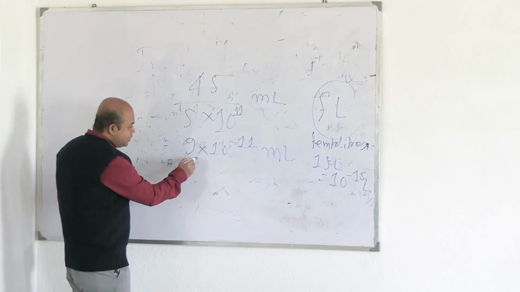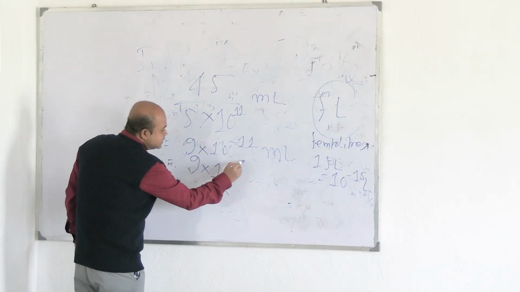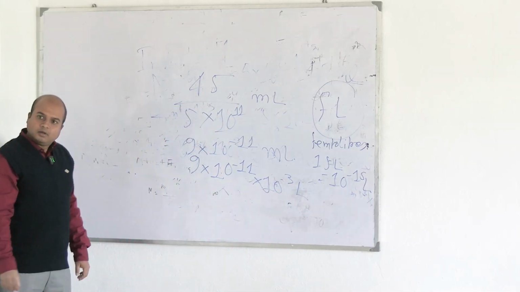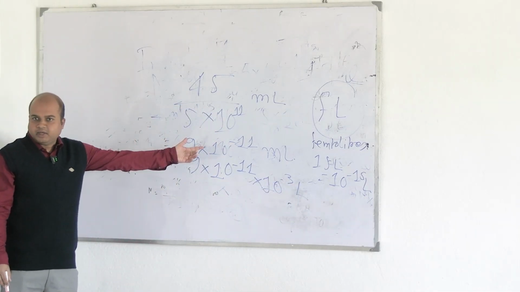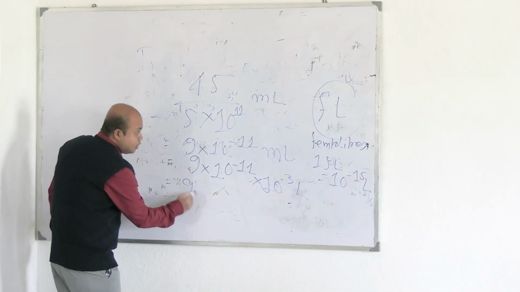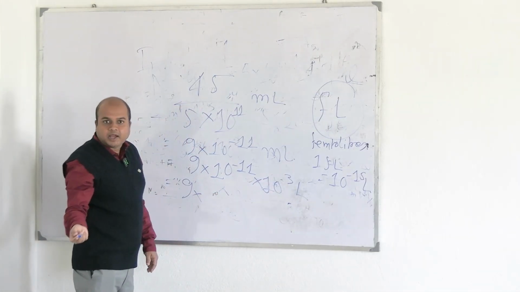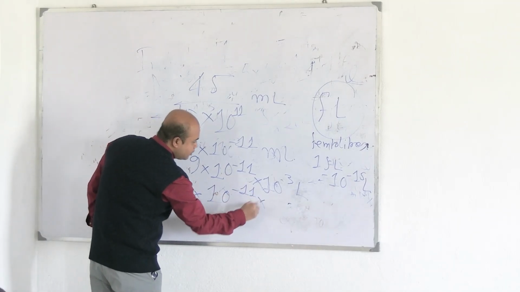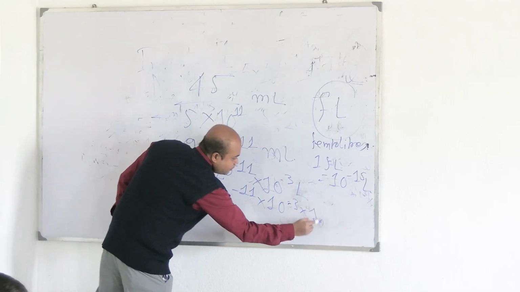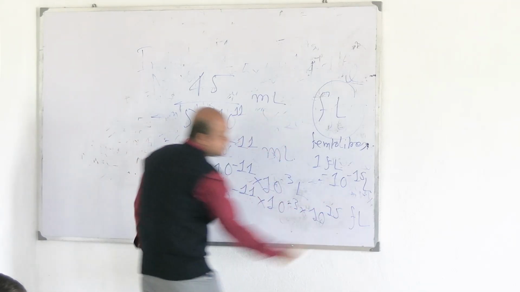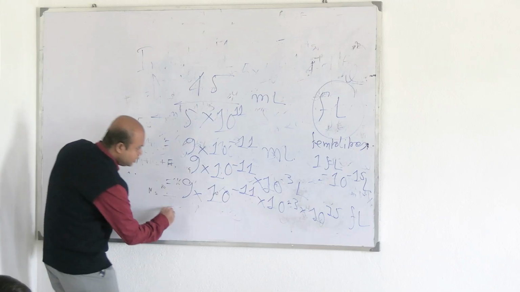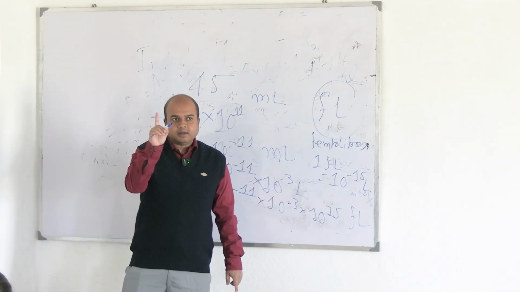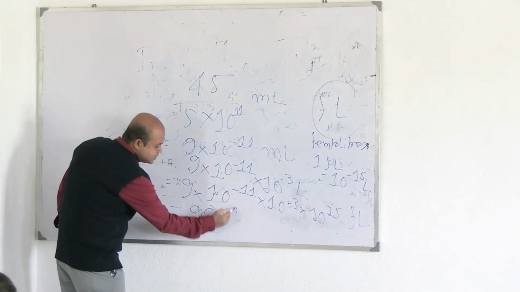Now just convert, this will be 9 into 10 to the power minus 11 into 10 to the power minus 3 liters, right? Because 1 liter is 10 to the power 3 milliliter. Now if we convert it into femtoliters, we have to multiply it by 10 to the power 15, right? So 10 to the power minus 11 into 10 to the power minus 3 into 10 to the power 15 femtoliters, as it is the theoretically accepted unit. So minus 11 plus minus 3 is minus 14, plus 15 is 1, that is 10 to the power 1. So the answer is 90 femtoliters.